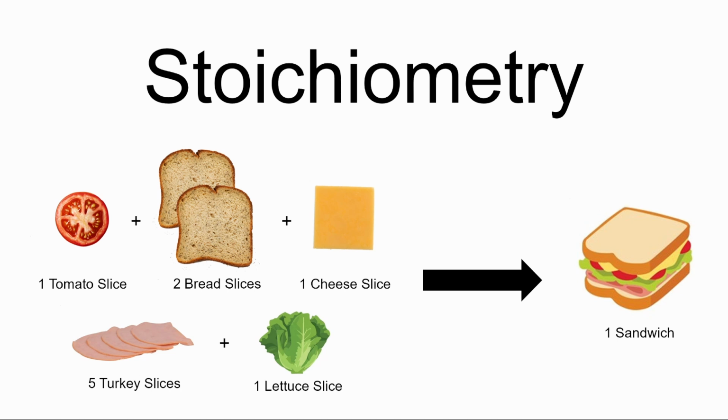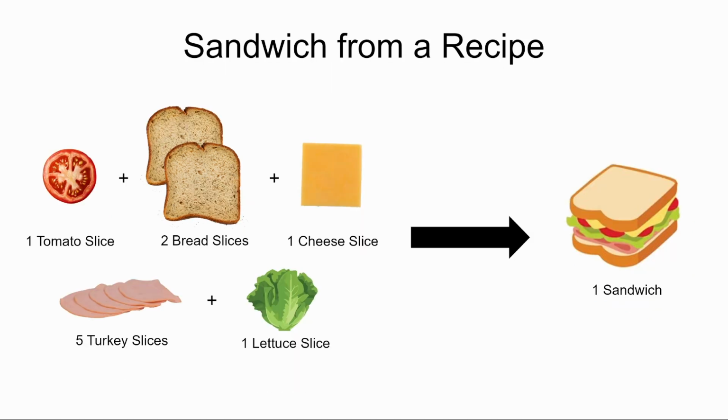So let's dive in. Just for a little bit of background, for a simple example of how stoichiometry actually works, let's talk about making a sandwich real quick. This is the recipe that we're given: if we combine one tomato slice, two bread slices, one cheese slice, five turkey slices, and one lettuce slice, we can create this one specific sandwich.